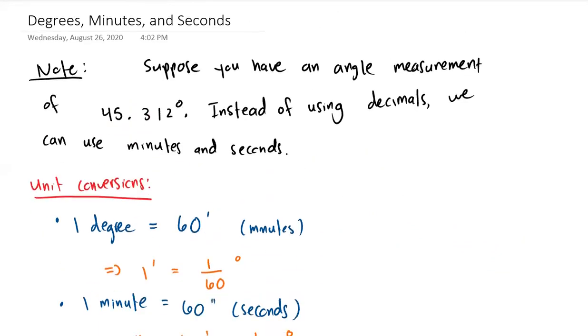Now, we're going to be talking about degrees, minutes, and seconds. This is something that you can attribute to the Babylonians. Babylonians liked to work with a base 60 system. If you don't know what that is, don't worry too much about it. However, when we work with our numbers, we go 0, 1, 2, 3, 4, 5, 6, 7, 8, 9, 10, 11, 12, etc. That's because we work with a base 10 system.